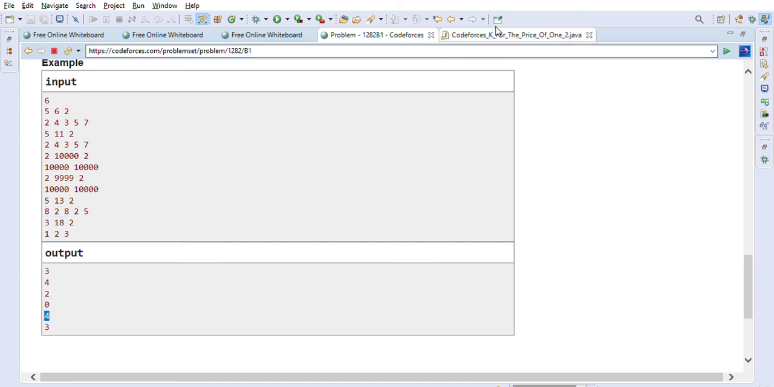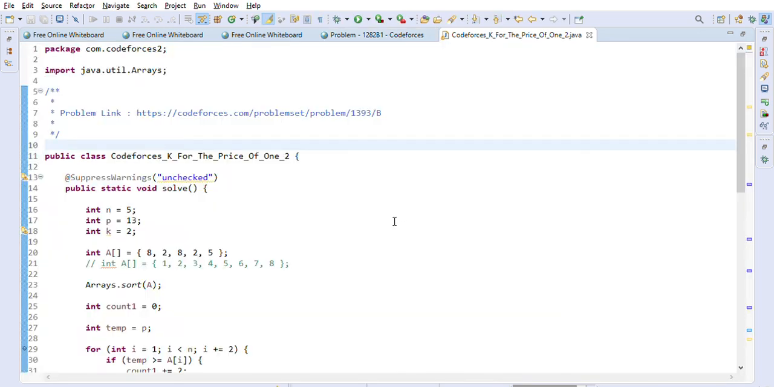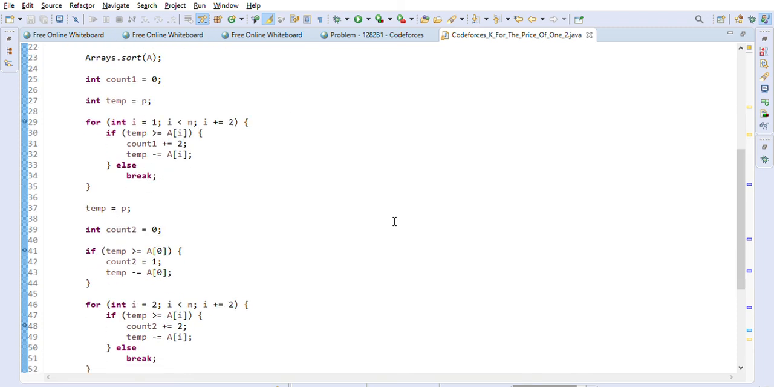So we have executed a couple of examples. Our solution is working fine for the Codeforces problem K for the price of one. So I'm going to put this Java code solution on my GitHub account and give you the link in the description. You can check it out from there. On my GitHub account, you will find a lot of other problems solved in Java. So the Java solutions you will find for a lot of other problems. Check it out as well.